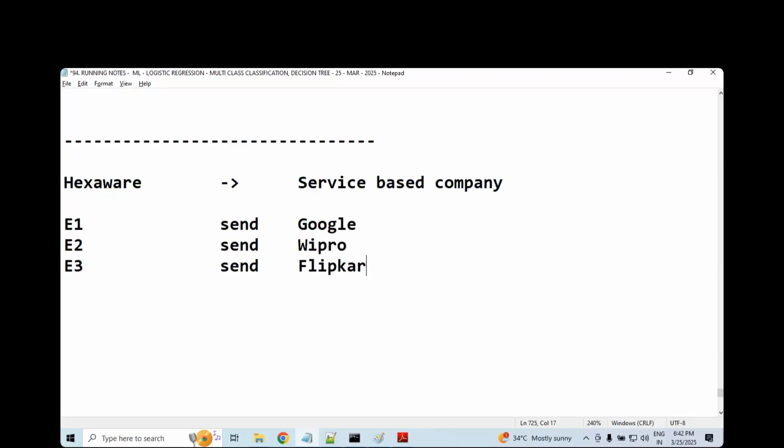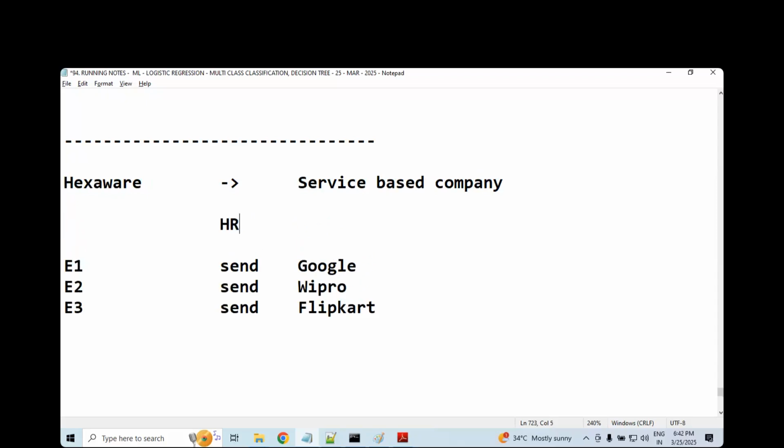Now I have one small question for you. What is Hexaware? A service-based company. Google, Wipro, Flipkart, these are all called product-based companies. Now what is the challenge here? The challenge is really for the HR.